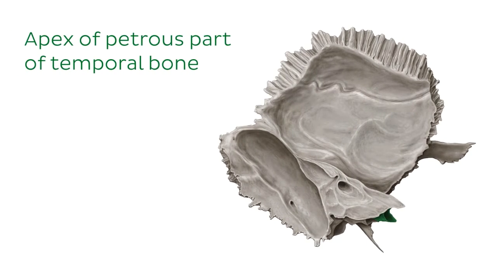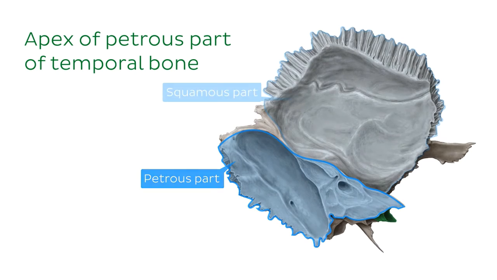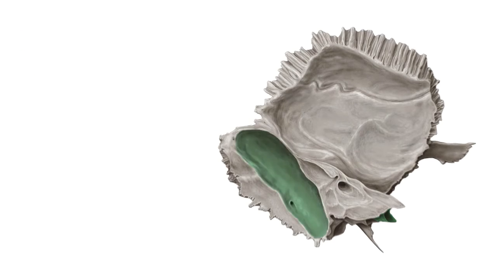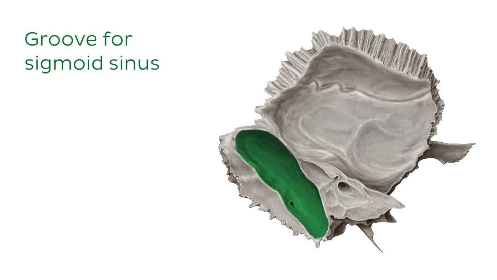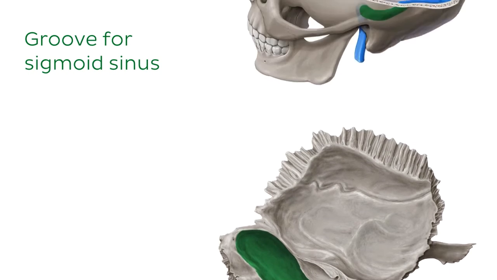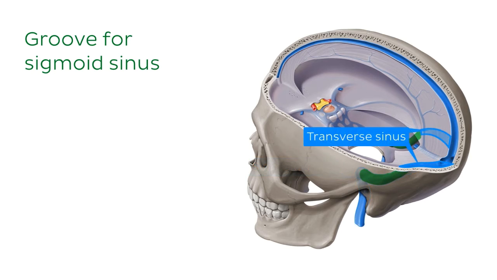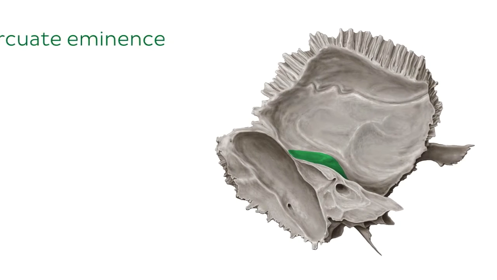The posterior part of this image is the petrous part, inferior to the squamous part. The petrous part contains an apex, which is highlighted here in green on the right side of the image. Located within the petrous part is a hollowed groove in green here. This is the groove for the sigmoid sinus. As we mentioned earlier in the tutorial, the sigmoid sinus is a venous sinus within the skull. The sigmoid sinus receives blood from many veins within the skull, as well as from another sinus, known as the transverse sinus.